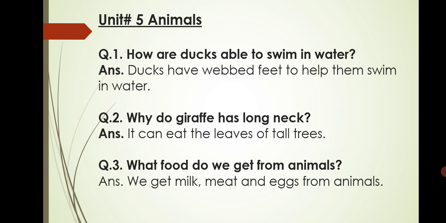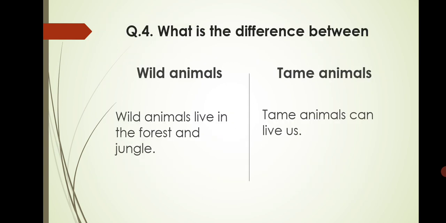Question number 3, what food do we get from animals? We get milk, meat, and eggs from animals. Question number 4 is, what is the difference between wild animals and tame animals? Wild animals live in the forest and jungle, while tame animals can live with us.